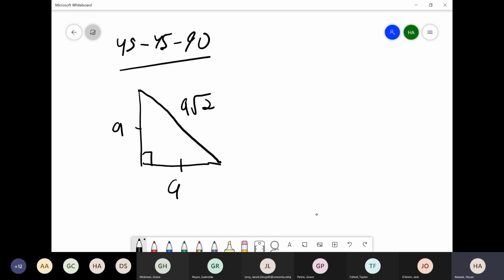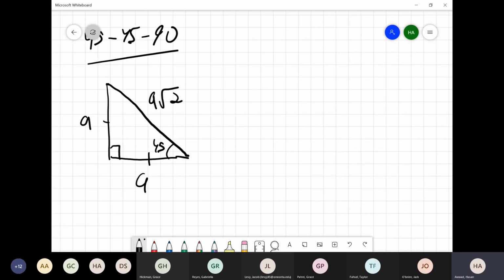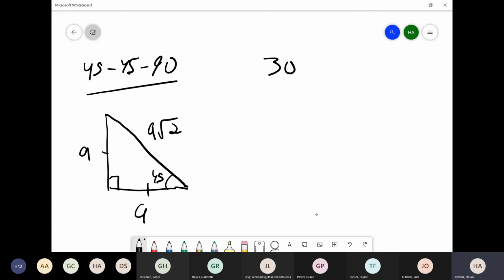And obviously, if this is a 45, 45, 90 triangle, we can just draw a little 45 degrees here, right? And that's going to help us in establishing what these trigonometric values are at that specific angle, at 45 degrees. Okay, perfect. And now let's go ahead and draw our second special triangle. So 30, 60, 90. Great.